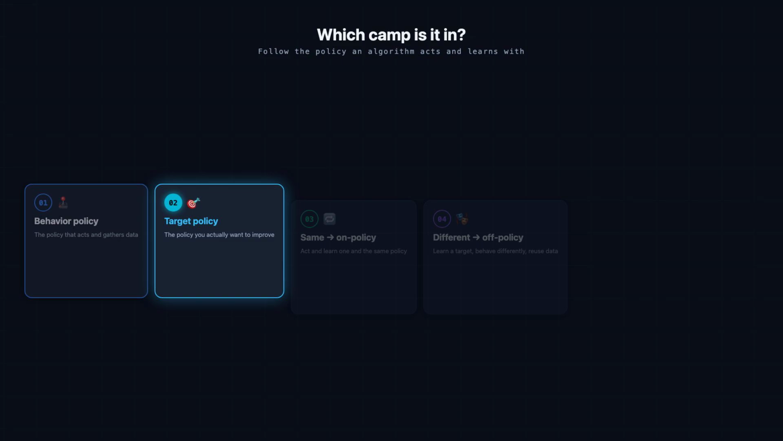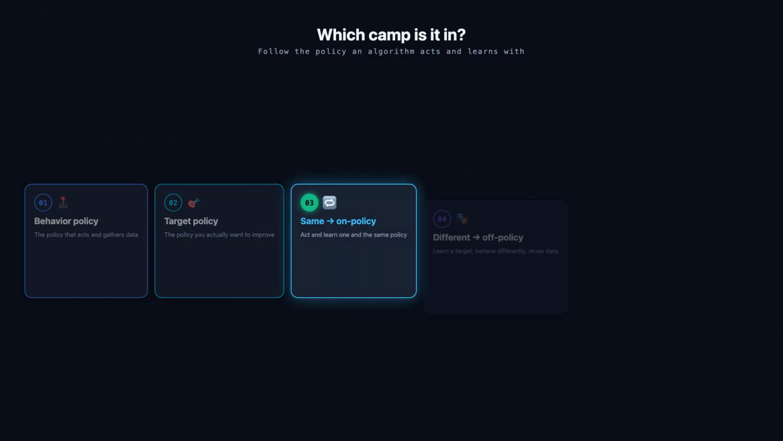Now ask which policy you're actually trying to improve, the target policy. This is the strategy whose value you want to learn and eventually deploy, and it's usually the greedy, optimal one you'd love to end up with. The entire distinction hinges on how this target relates to the behavior above it.